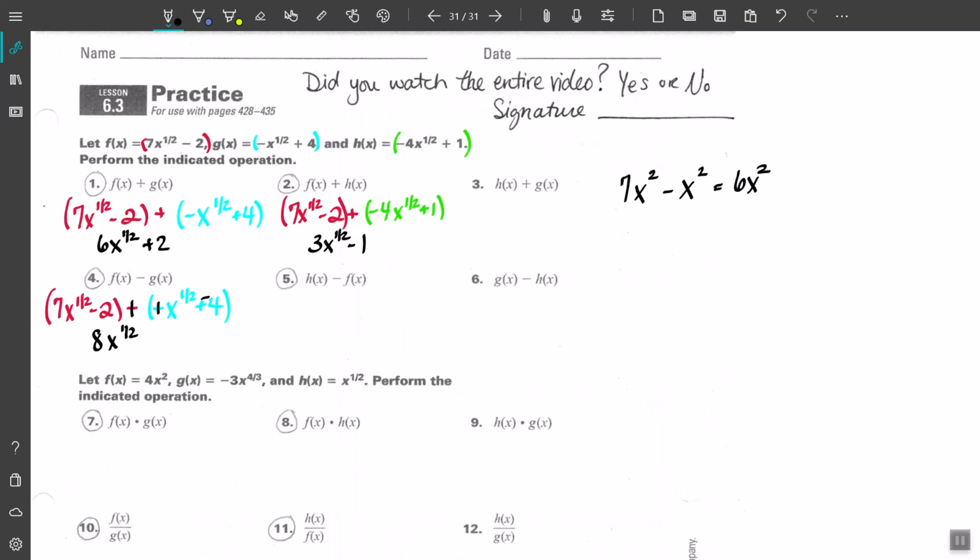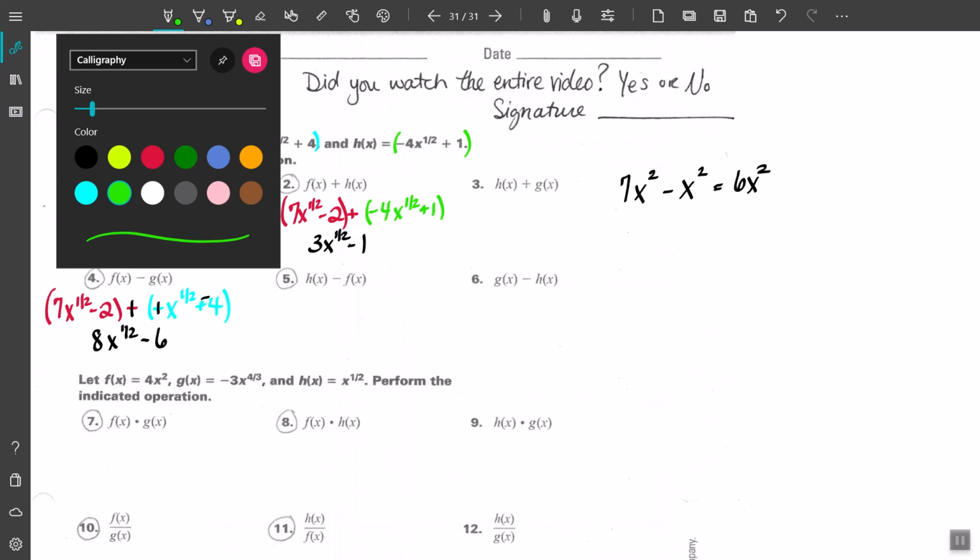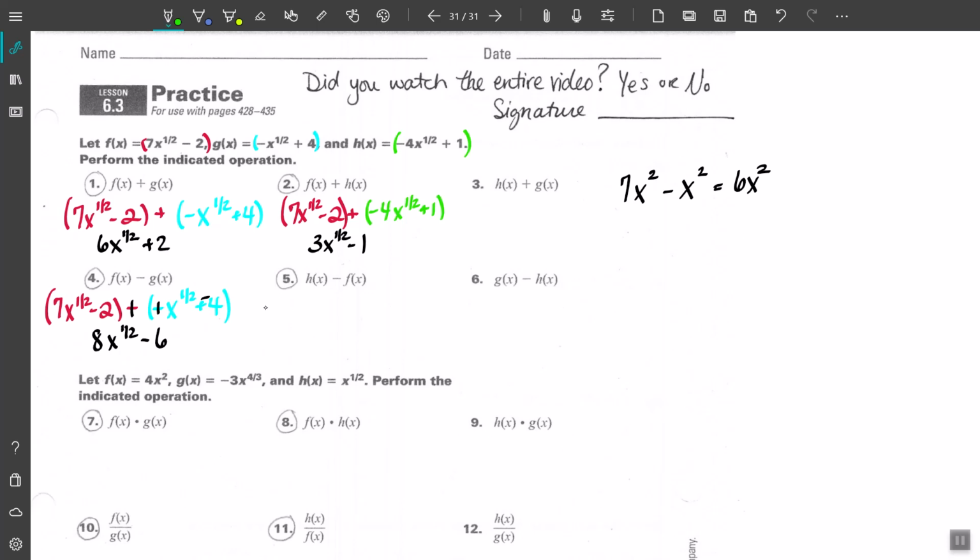And then I go and do the same thing with my constants because they are also alike. Again, keep in mind we are adding here. We're combining. We're not multiplying. We'll do the same thing on number 5. We're going to, this time, go with the green function of h of x.